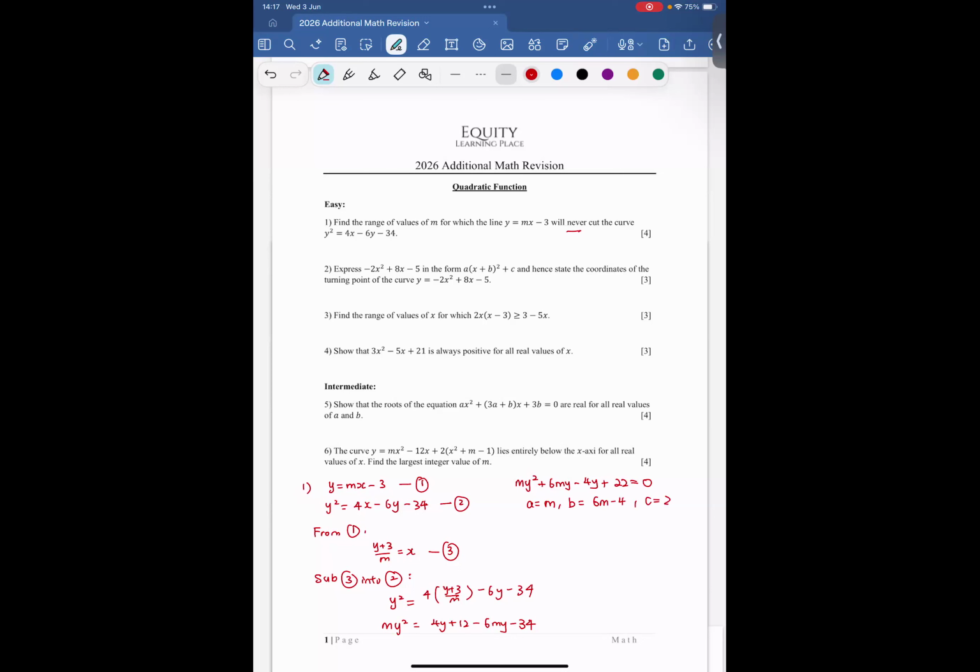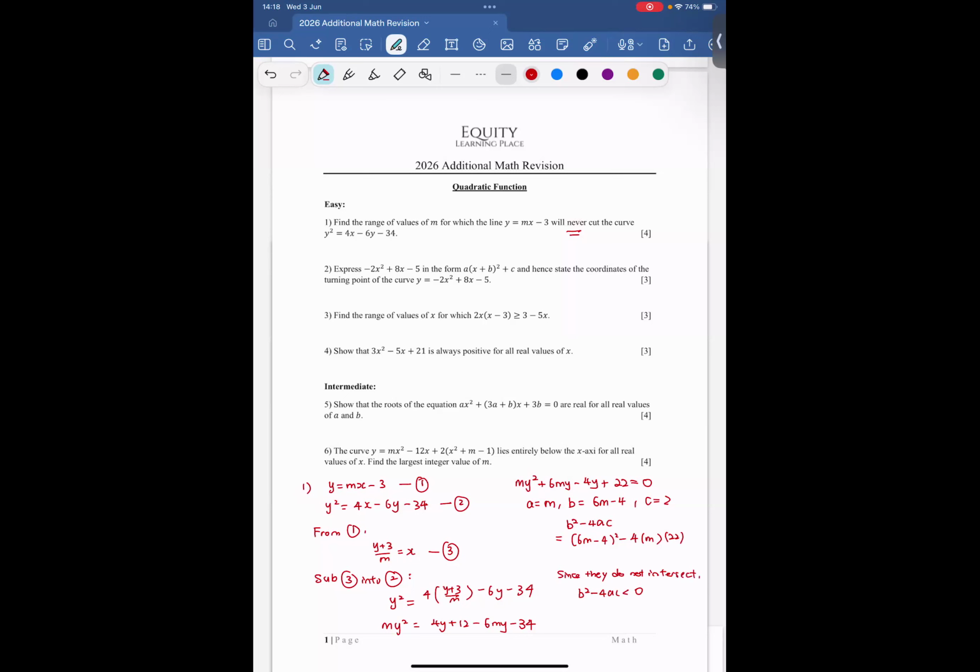Since the question says they will never cut, anyway, never mind. Find your b squared minus 4ac first. So b squared minus 4ac equals to this. Once you are done, you simplify. Then you should know that b squared minus 4ac later will be less than 0. Why? Because they never cut each other. When you try to find their intersection, you will not be able to find any. So since they do not intersect, use this to find your m.